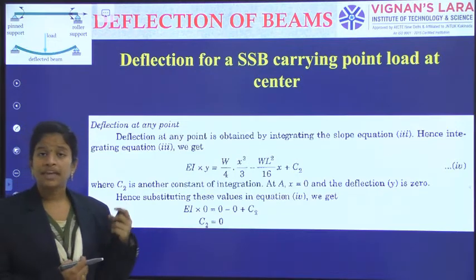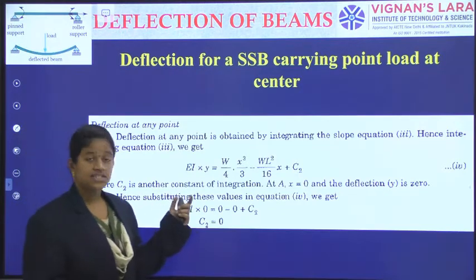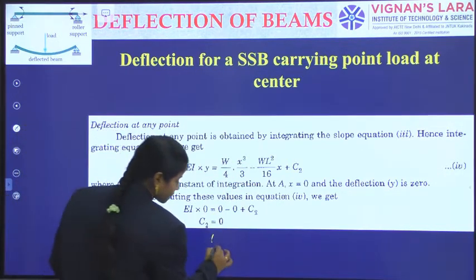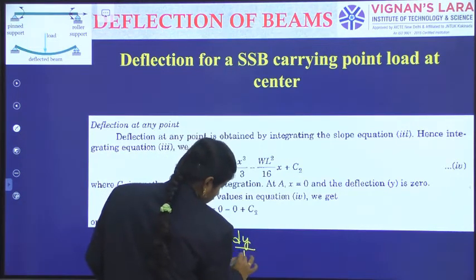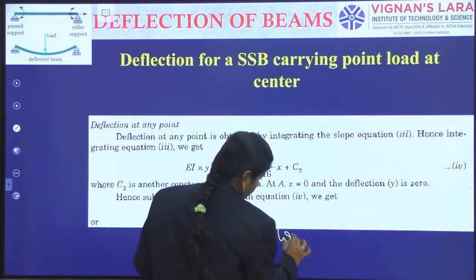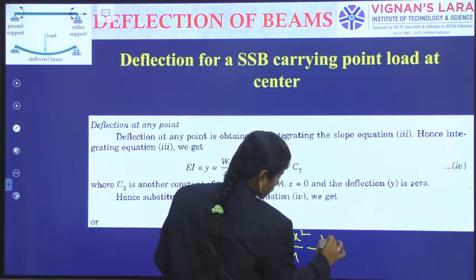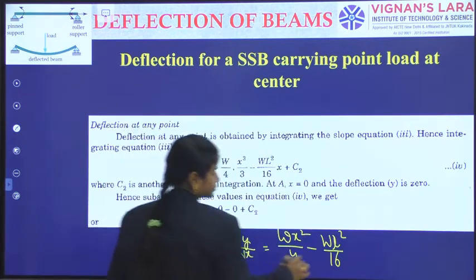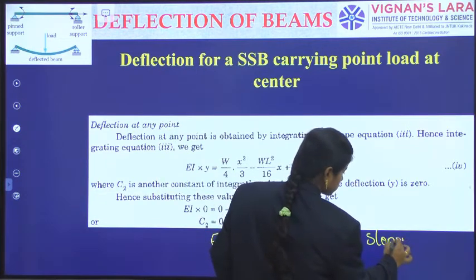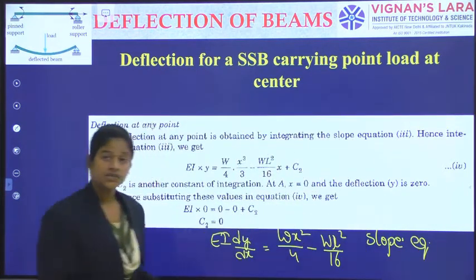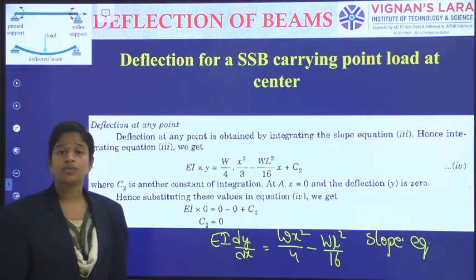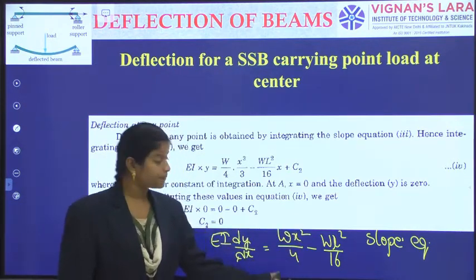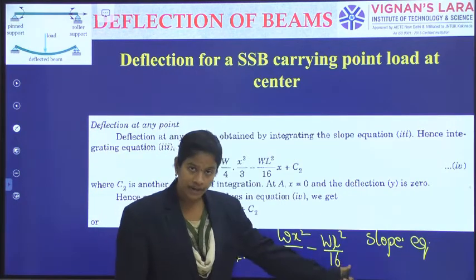Again, I am going into the main equation, EI dy by dx is equal to Wx square by 4 minus WL square by 16. So this is the slope equation. Again, after integrating this equation, what will come? The deflection equation will come. Yes, EI into y is equal to W by 4 into x cube by 3 minus WL square by 16 into x plus C2.